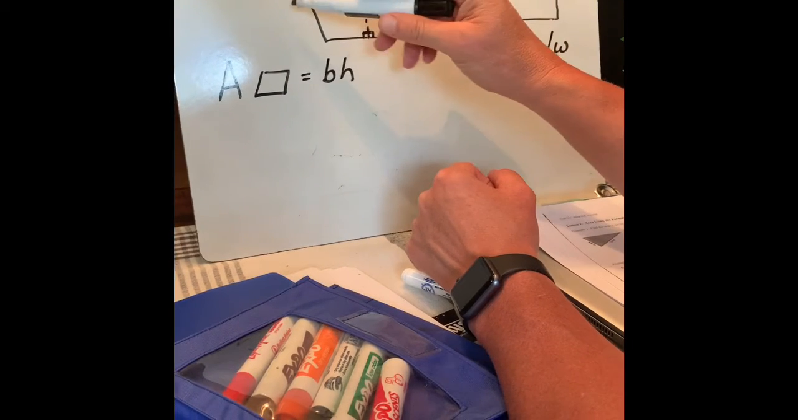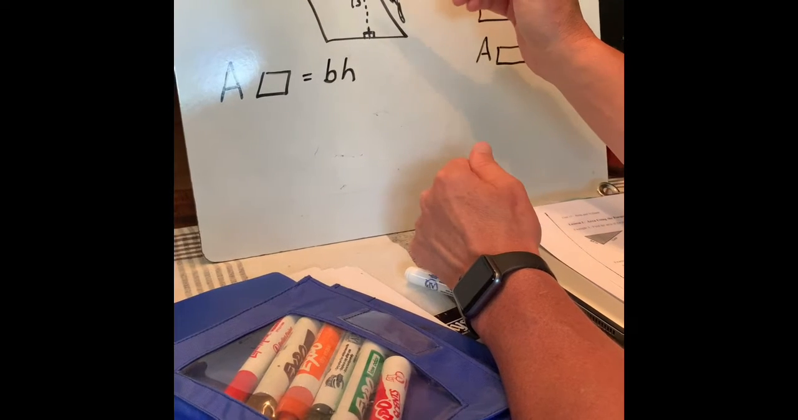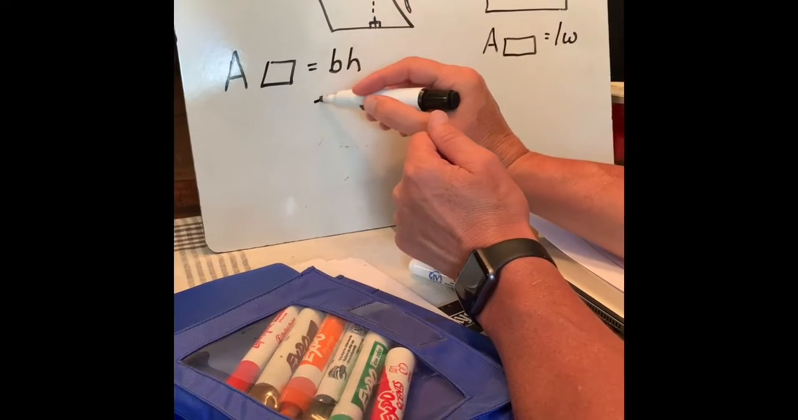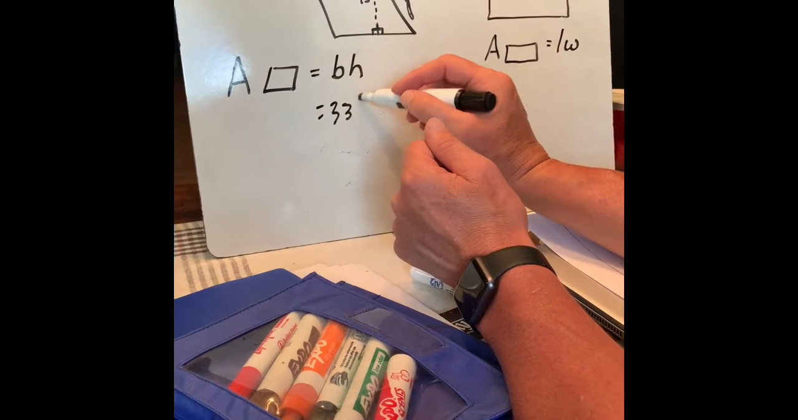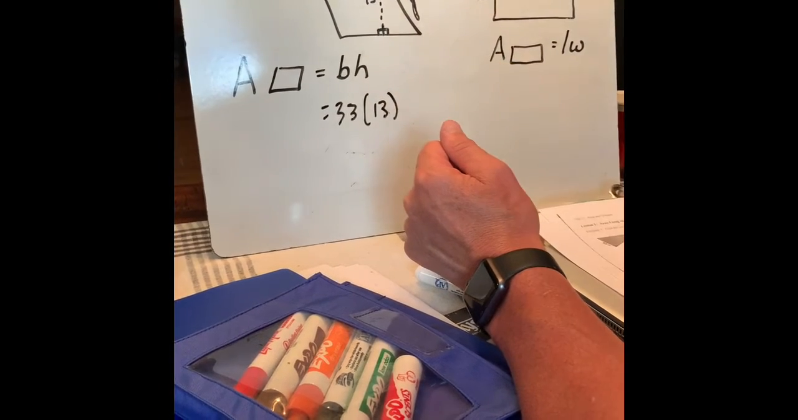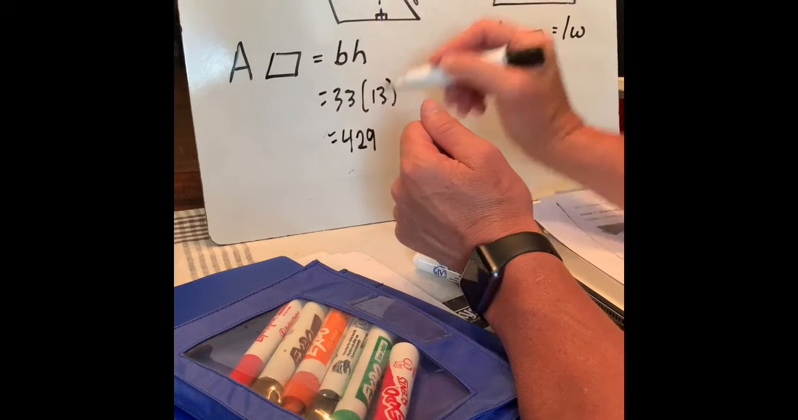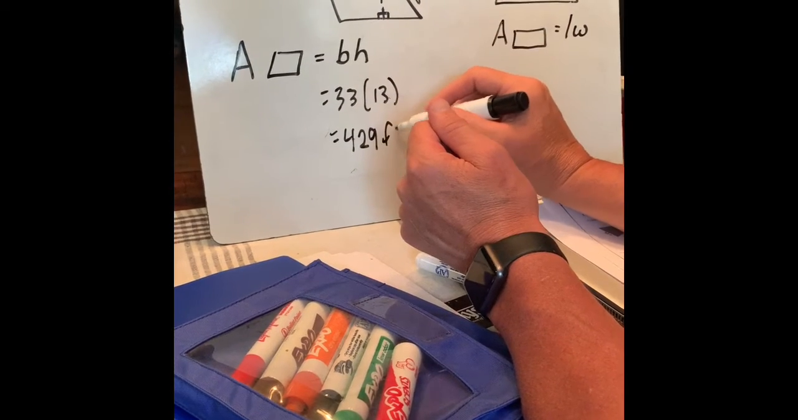Once again, if they had something here, that would just be confusion. All right, parallelogram, if 33 is up here, then that can be your base. All right, and once again, 33 times 13 came out to be 429. I think this is listed as feet squared.